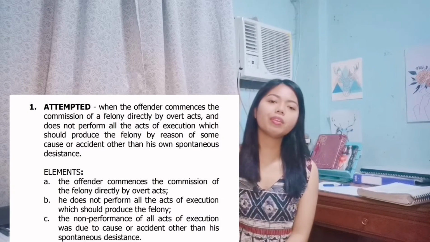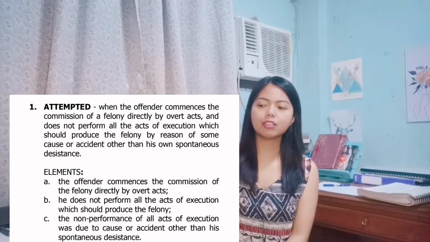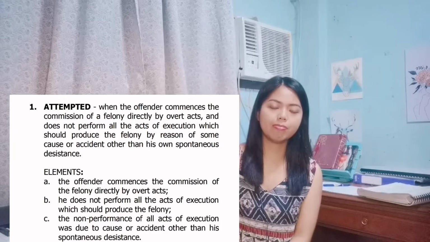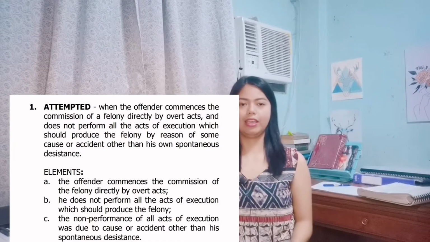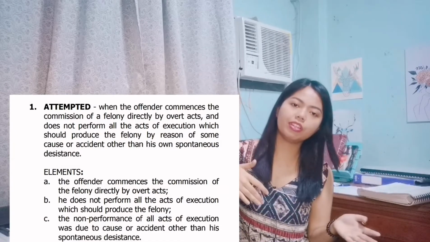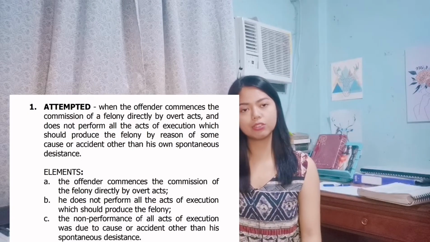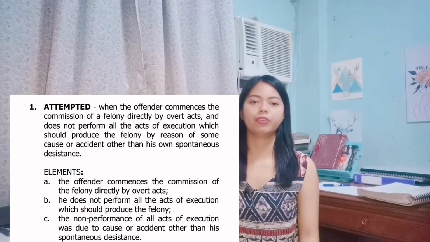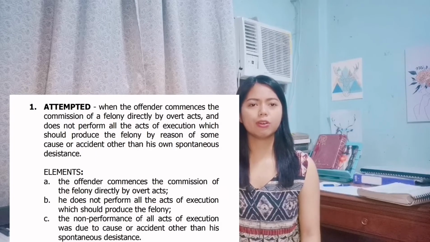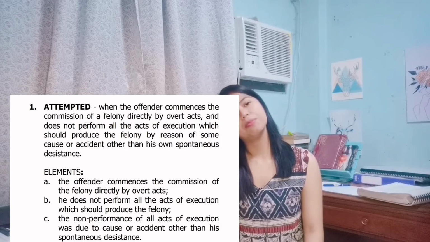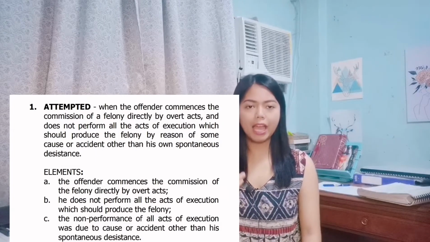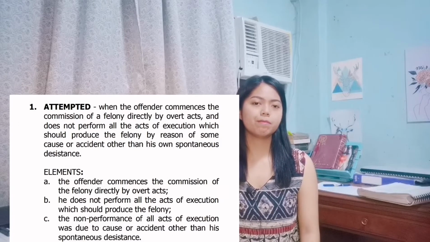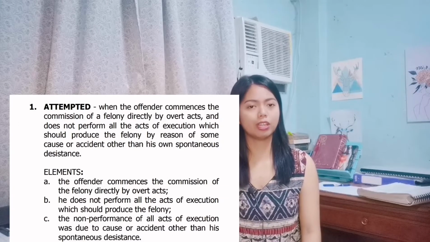Number 1, the offender commences the commission of the felony directly by overt acts. Okay. Balik kayo doon sa first video natin sa general principles, yung actus reus tsaka mens rea. Okay. Gusto kong patayin si Ronald. Sabi ko, patayin ko kaya si Ronald. Mens rea. Okay. Bumili ako ng lason. Okay. Actus reus. But is the act of buying poison an overt act of homicide or murder?